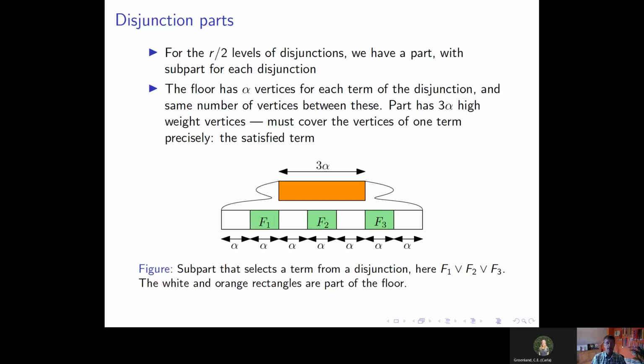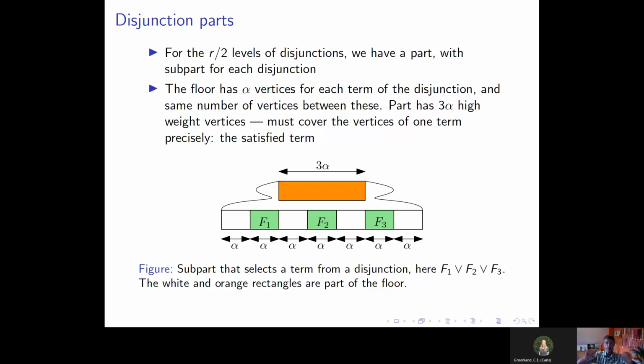The main other gadget is the disjunction part, where for every level of the disjunction, which is basically r divided by 2, we have a part. And for each disjunction in this level, I have a subpart. And it looks a little bit like in the picture here. So in this floor part, we have alpha vertices dedicated to each term of a disjunction. And between these parts dedicated to the disjunction, we have also alpha vertices which are empty.